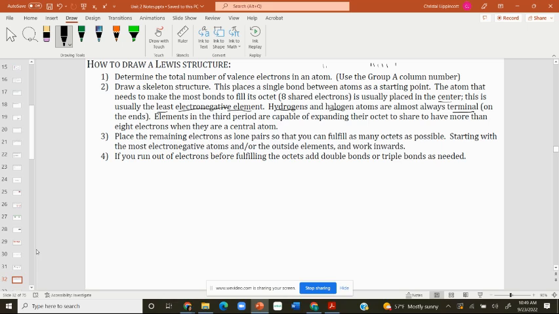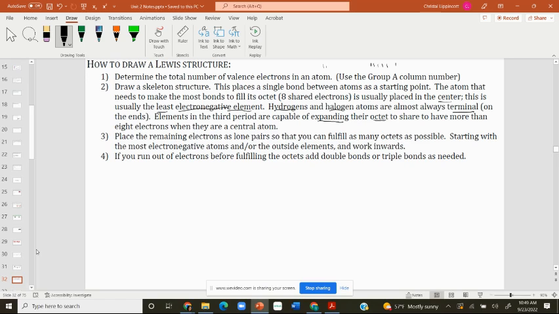Elements in the 3rd period are capable of expanding their octet to share more than 8 electrons. And this is something new that we did not do in regular chem last year. You know how sulfur had weird, crazy stuff going on, like an extra bond.